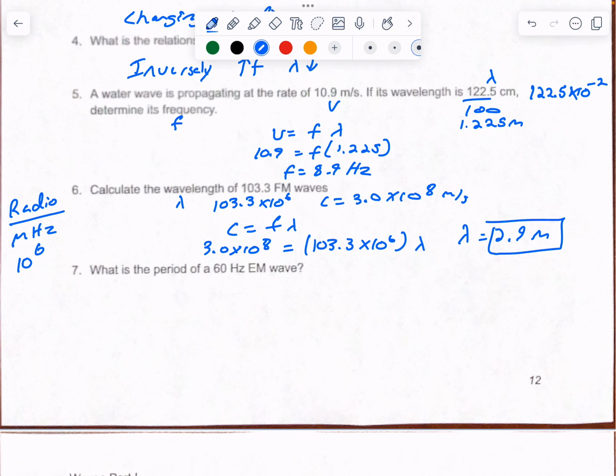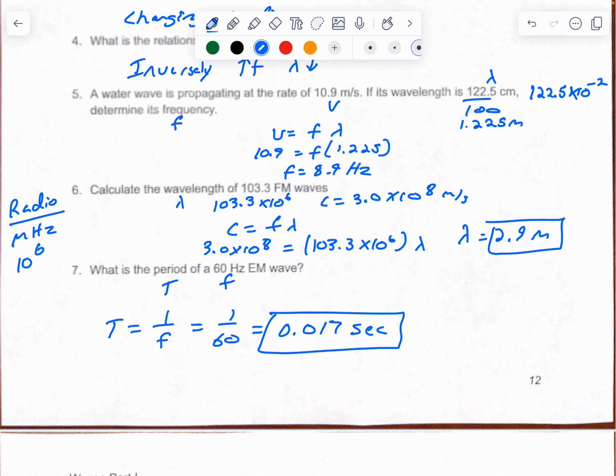Number 7, what is the period of a 60 hertz electromagnetic wave? Period is big T. That's the time it takes for one wave. I have a 60 hertz electromagnetic wave, so that is frequency, and all I want to know is T. You could try to use the speed of light, but if you go back and look at your equations, remember T equals 1 over F. So all you got to do is 1 over 60, and that gives you 0.017 seconds. That is how long it takes for one wave to complete.